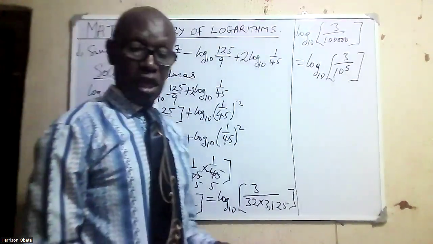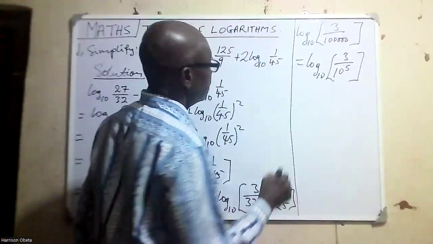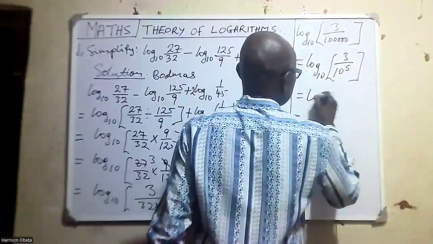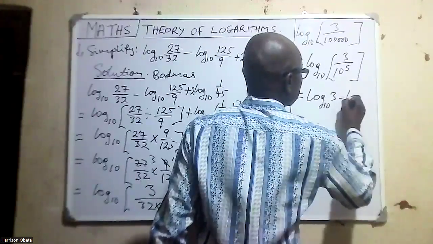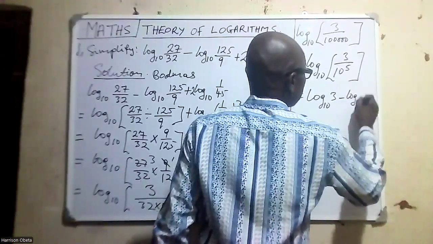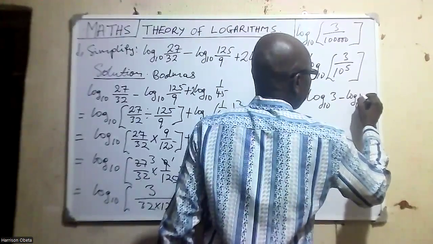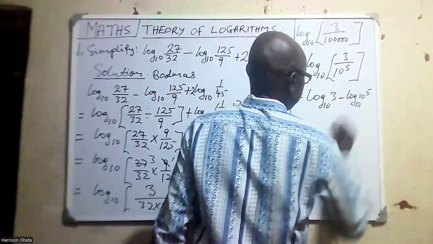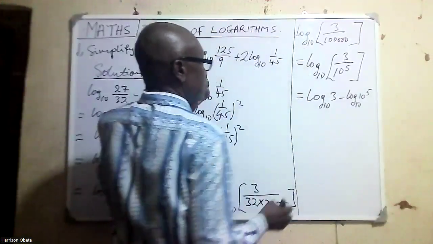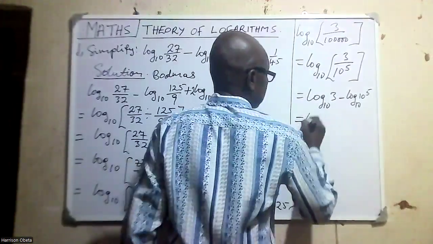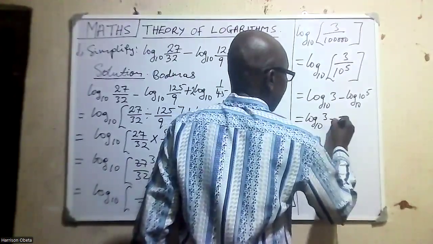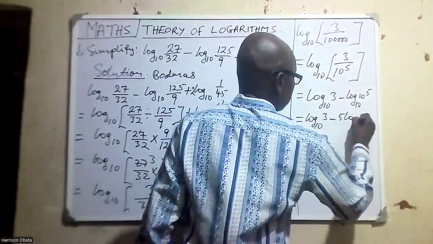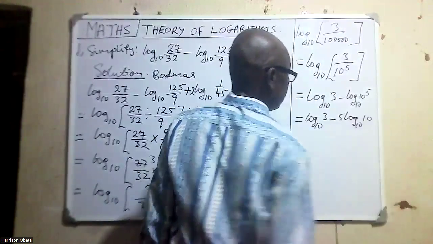But at this point, we can now separate it and have it as log 3 minus log 10 raised to power 5. And that is log 3 minus 5 log 10 to base 10.